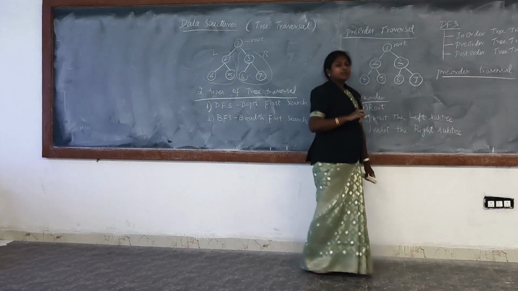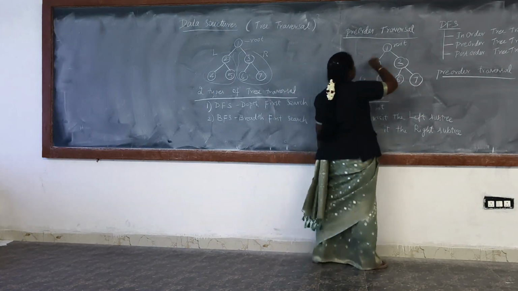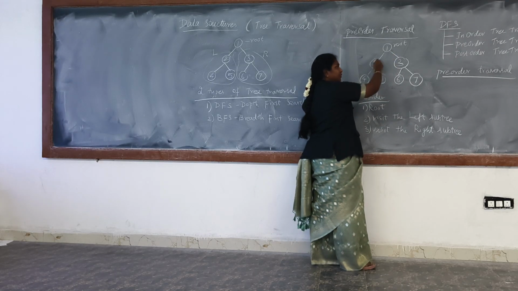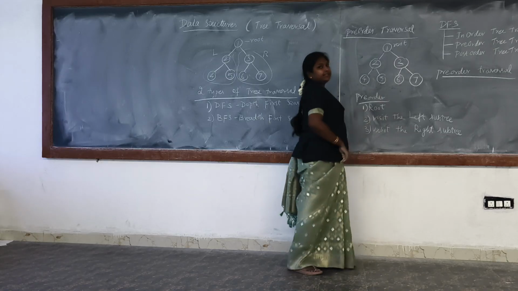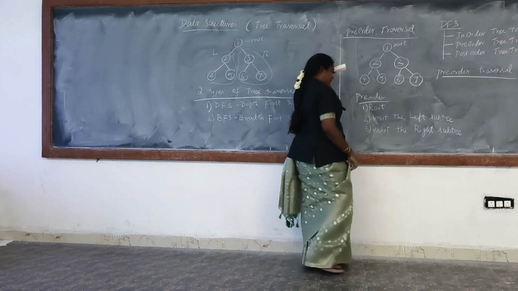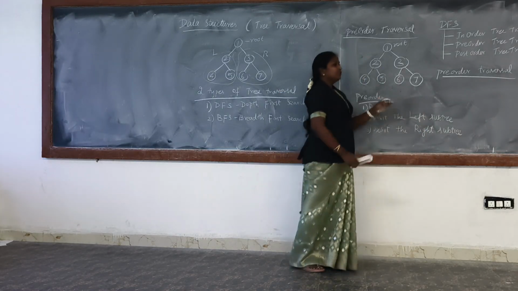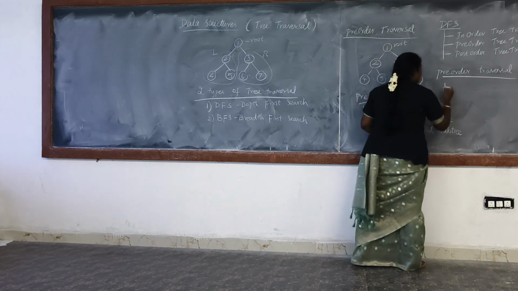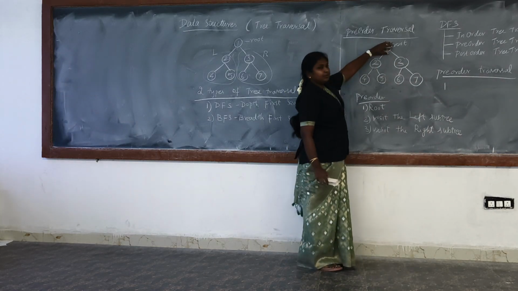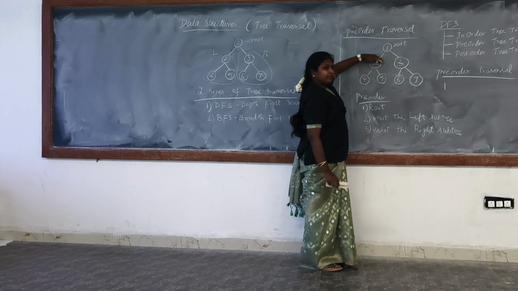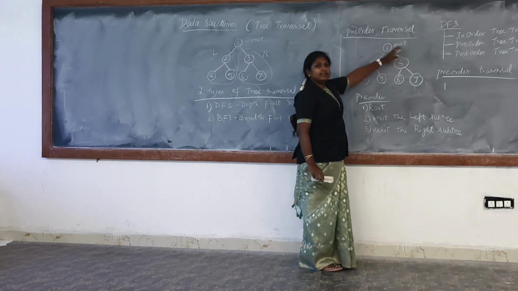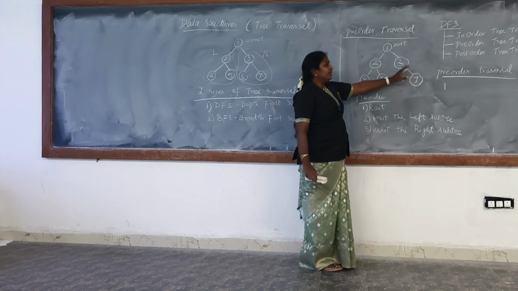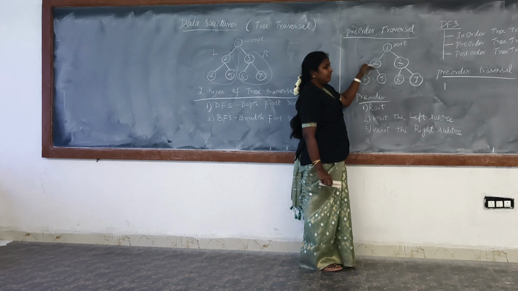Okay, so pre-order traversal is like I have to visit the root first and then go on to the left sub branch and then move on to the right sub branch. So which is the root here? 1. So I'll visit the root node first. Now next, which is the left subtree? 2 and 3 are under the subtrees of 1. I have to visit the left subtree first and then move on to the right subtree. So I'm moving on to the left subtree.